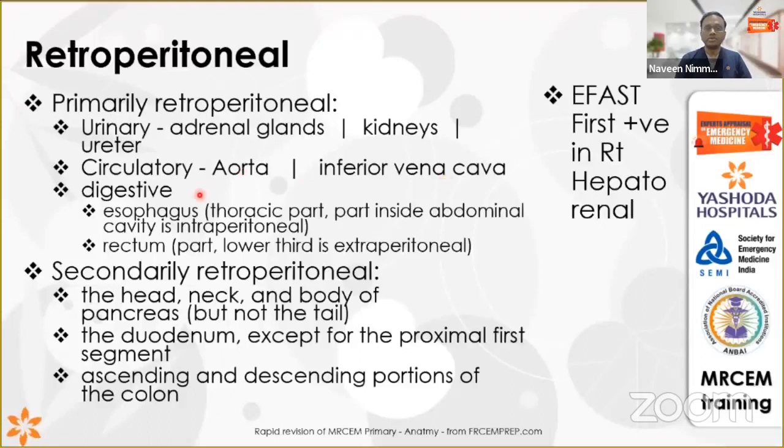When they say that there is EFAST positive, that means they are asking about which peritoneal structure is damaged. So you have to rule out these structures. These structures are all retroperitoneal. So any damage to these structures will not lead to peritoneal fluid collection. So when there is EFAST positive, the first collection will be seen in the right hepatorenal space.